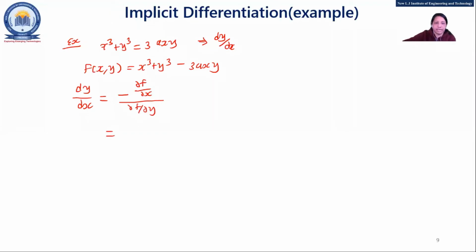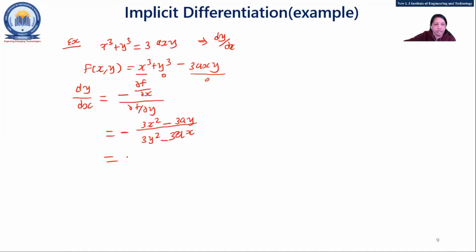So first del f by del x. This is my fxy. Do the partial differentiation with respect to x. At that time, this term contains x and this term contains x. Others remain constant. So minus sign as it is. We write for x cube, that is 3x square, minus 3ay, for this, upon del f by del y. So 3y square minus 3ax, right? 3ax.